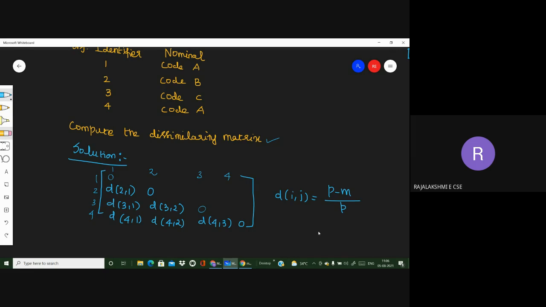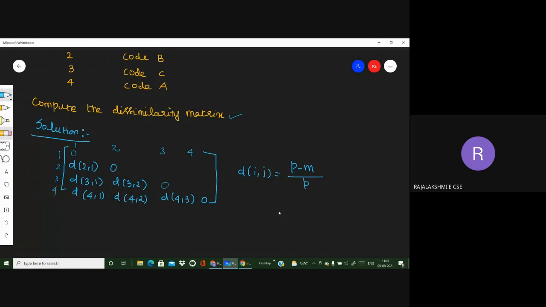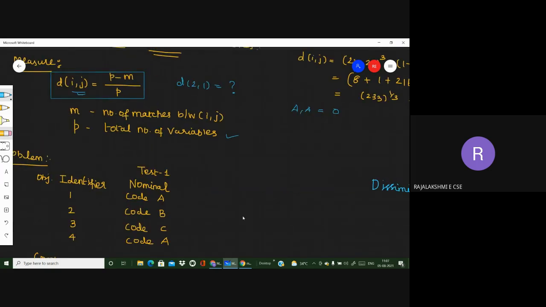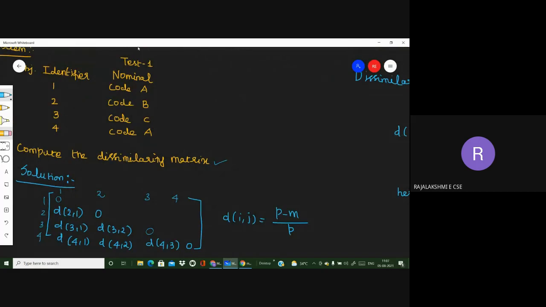Okay, fine. Now let's go to the dissimilarity matrix for this. First I need to compute what? D of 2, 1. Here I told you what p is. What did I say about p? p is the total number of variables. Yes or no? How many attributes are there in this? Only one attribute I am taking. It's a nominal attribute. Therefore, for this problem, the p value is equal to 1. Will you agree?